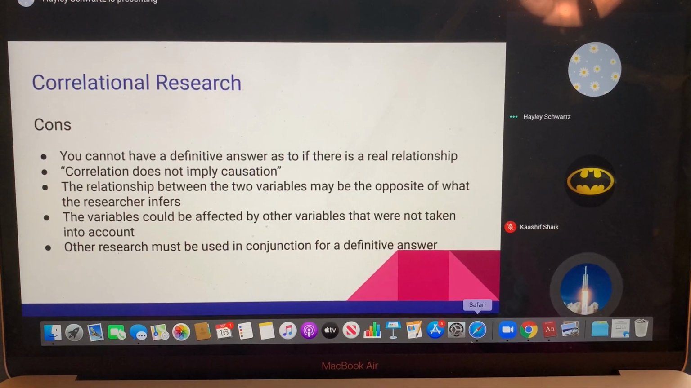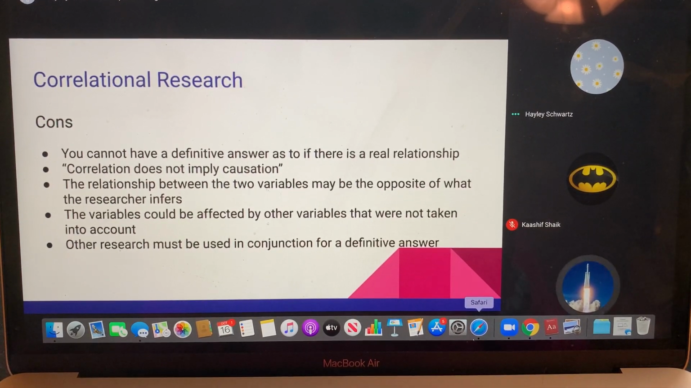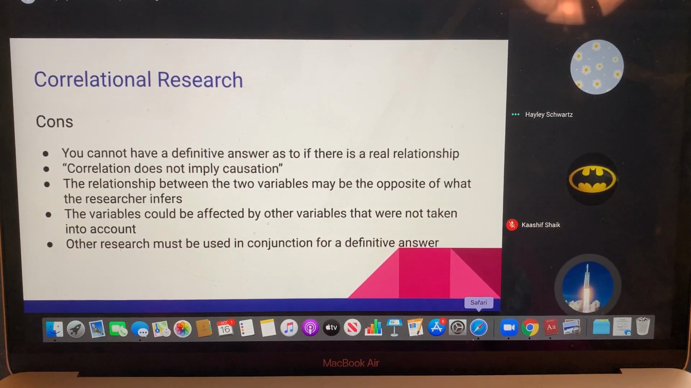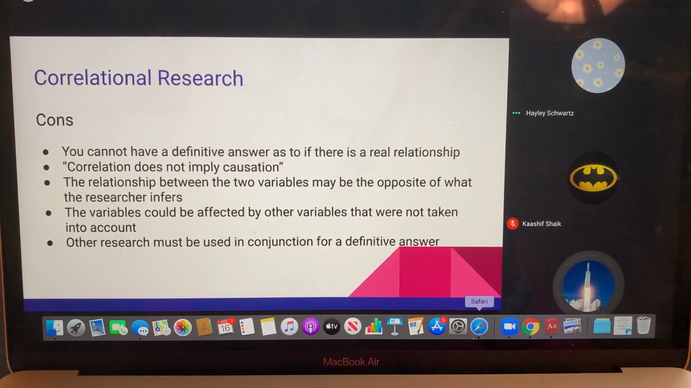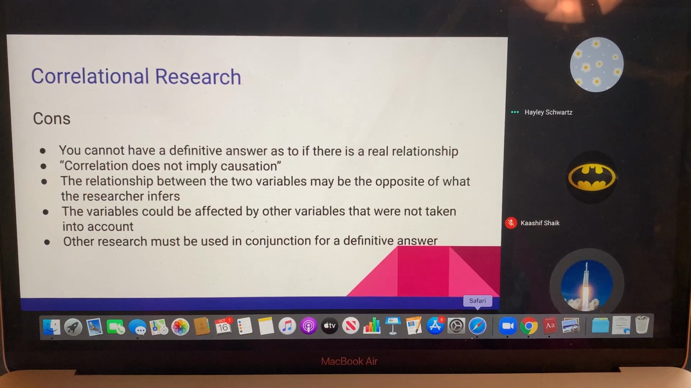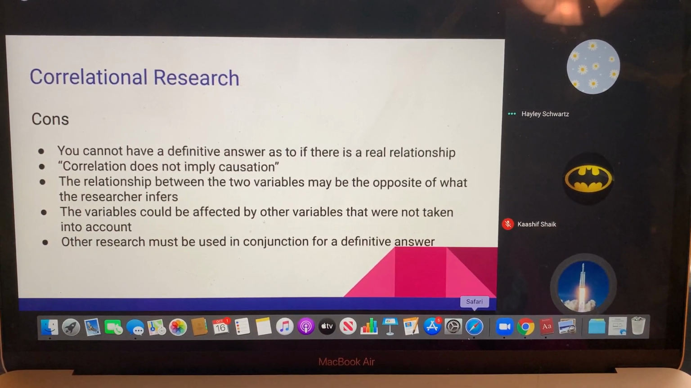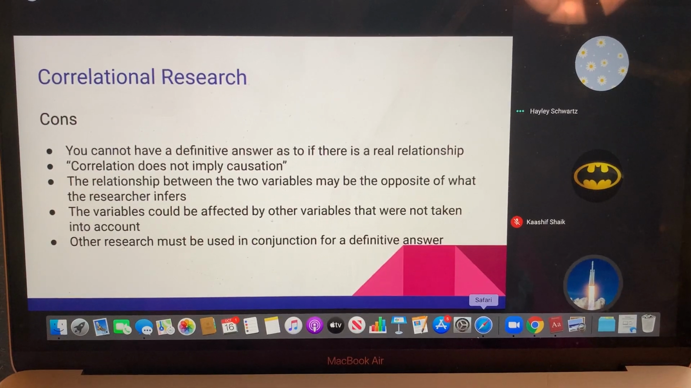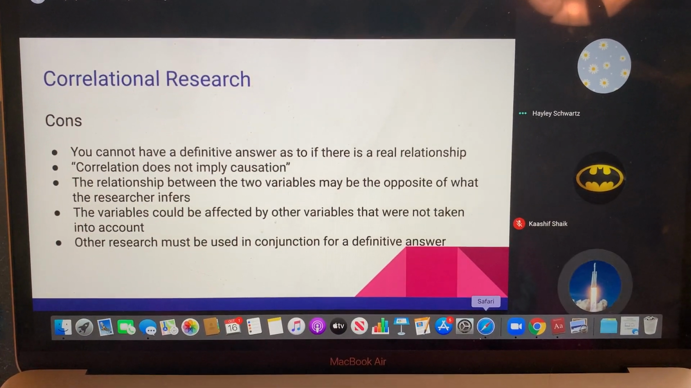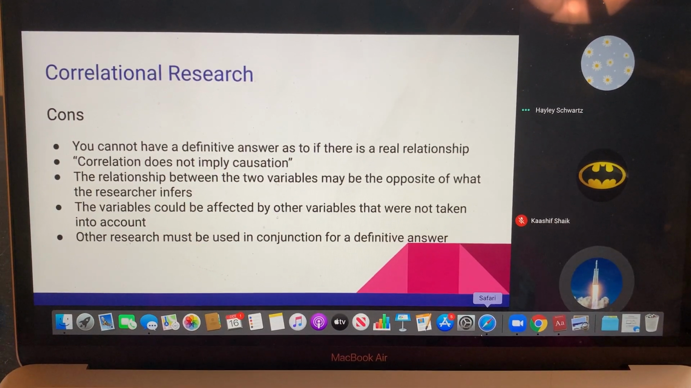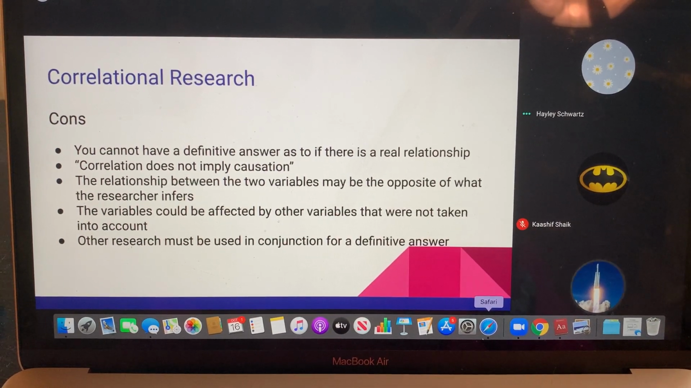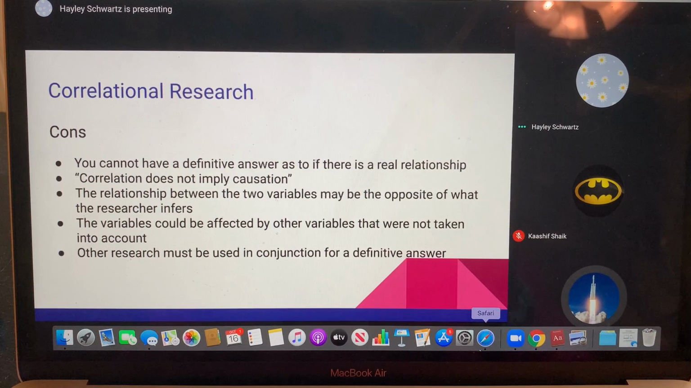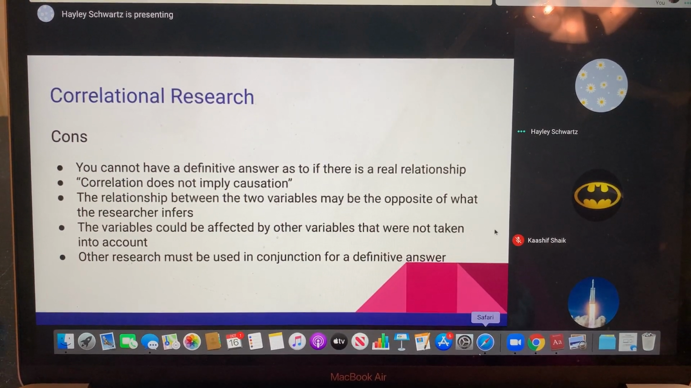Some cons of correlational research are that you cannot have a definitive answer as to whether there is a real relationship, as correlation does not imply causation. The relationship between the two variables may be the opposite of what the researchers infer. The variables could be affected by other variables that were not taken into account, and other research must be used in conjunction for a definitive answer.